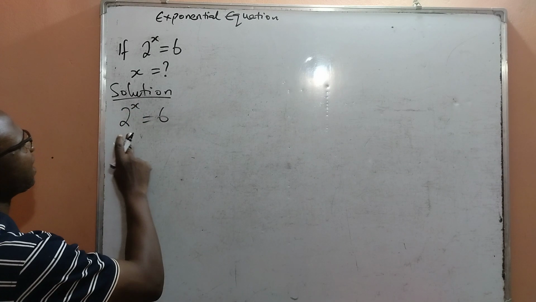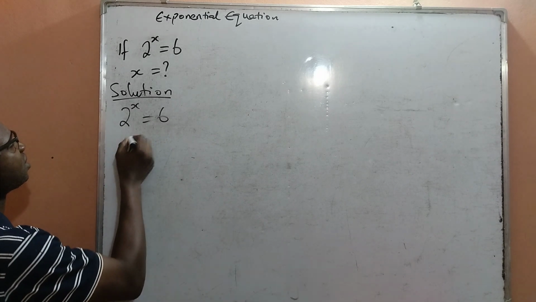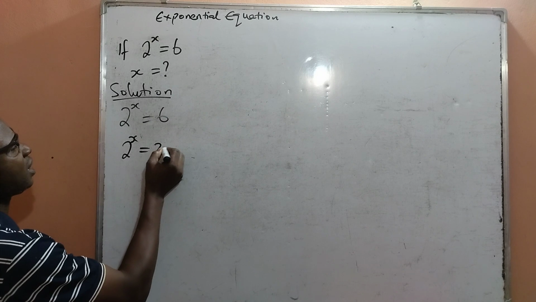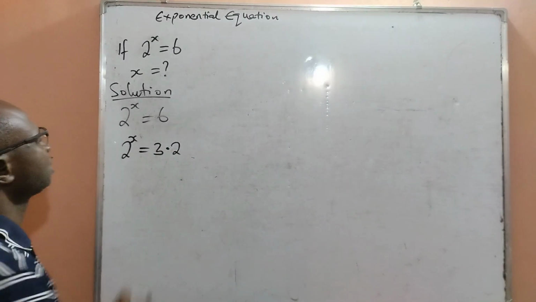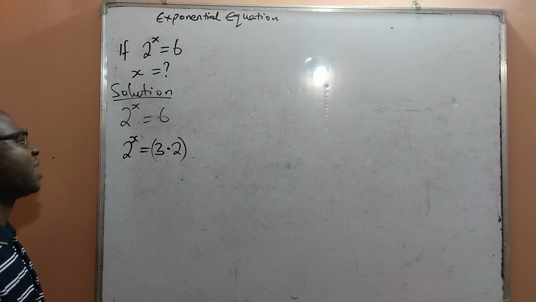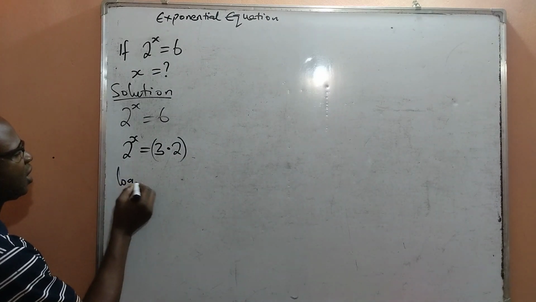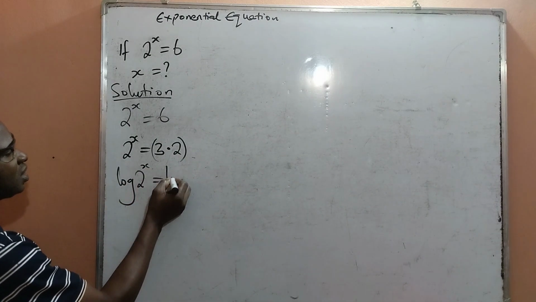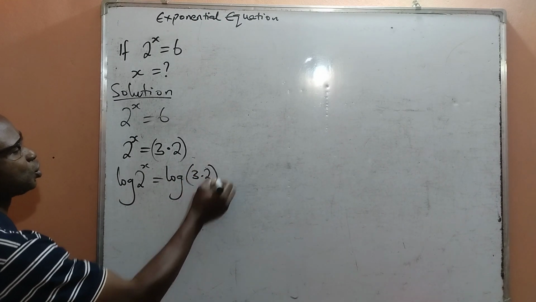First and foremost, I can represent 6 as 3 multiplied by 2. Okay, so I put it in brackets. Next, I can now log both sides, and that means the log of 2 raised to the power x is equal to the log of 3 multiplied by 2.